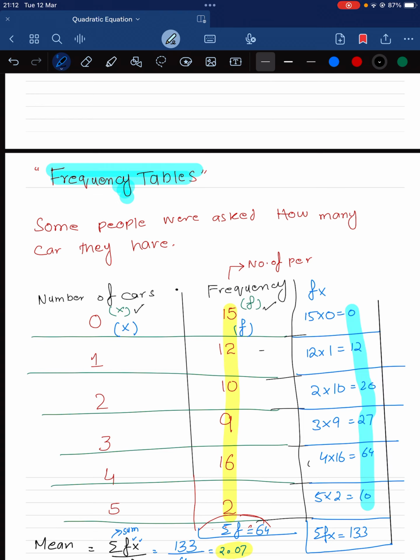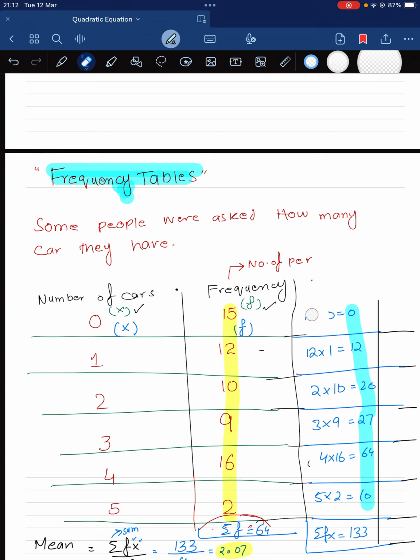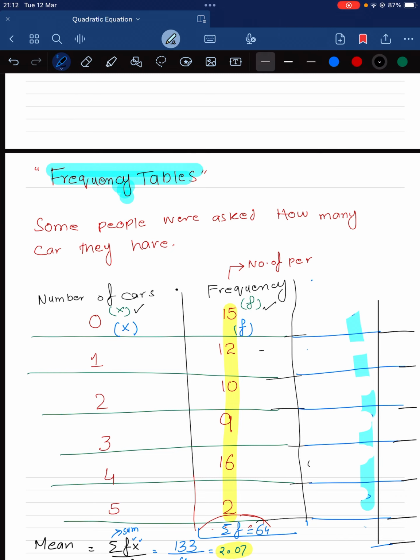So first we will draw the cumulative frequency column. We will use this in the next concept as well. I'm just going to erase the f of x column so we can draw the cumulative frequency column over there, because I have less space there. Okay, so what is the cumulative frequency?